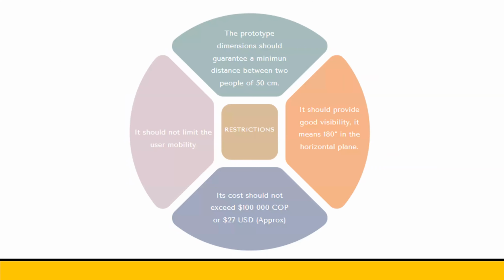And for the restrictions, we decided the prototype dimension should guarantee a minimum distance between two people of 50 centimeters. It also should provide good visibility, which means 180 degrees in the horizontal plane. Its cost should not exceed 100,000 Colombian pesos, or 27 United States dollars. And finally, it should not limit the user's mobility in terms of weight.